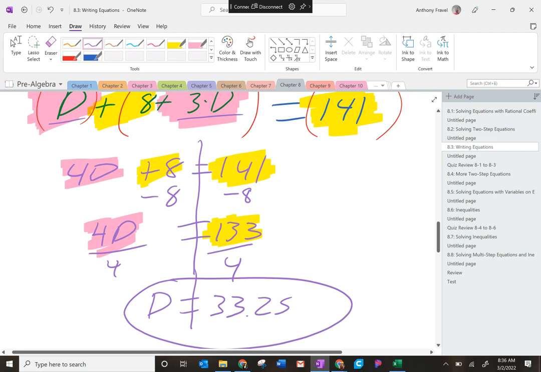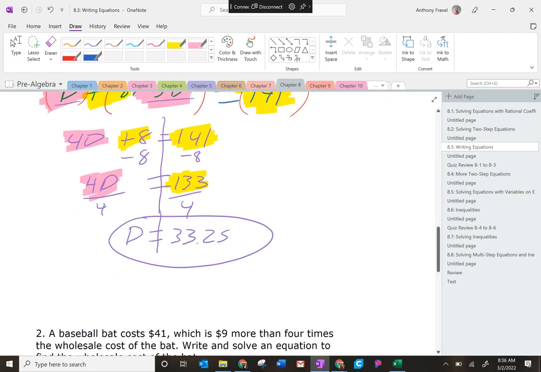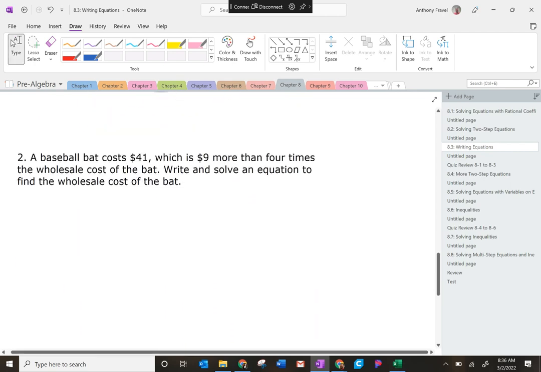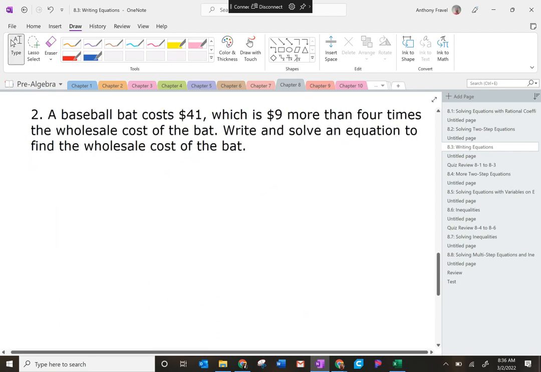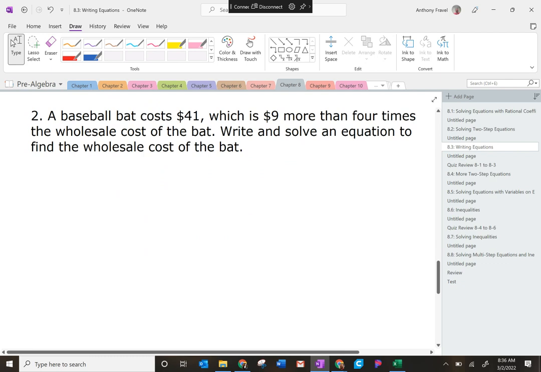How you feeling? All right. Again, look for those things that are kind of colored the same. This is going to be our very last one that we'll do together. Then you guys have the homework part for today. It says a baseball bat costs $41, which is 9 more and 4 times the wholesale cost of a bat. And it says write an equation to solve for the wholesale cost of that. Holy buckets, that's a lot of stuff going on there.